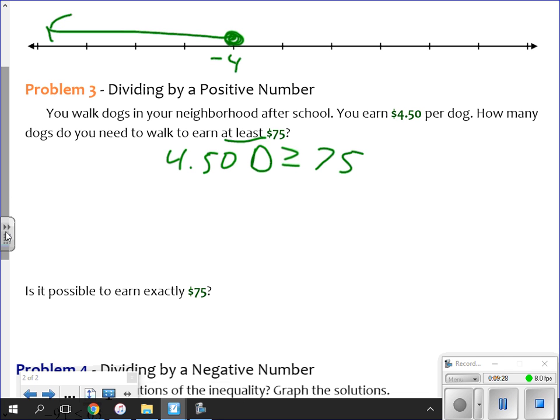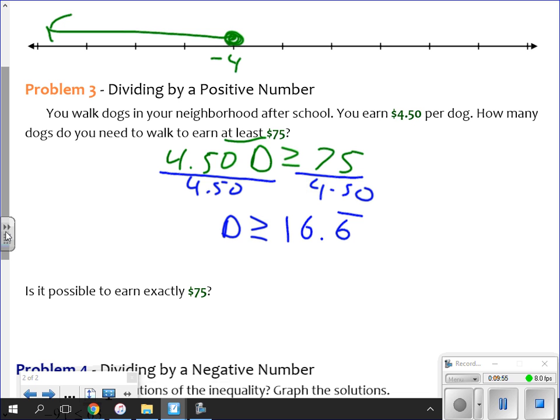How are you going to solve this? What do you do? Divide both sides by 4.50. And I get the number of dogs I need to be walking. It has to be greater than or equal to. And please, dear Lord, use a calculator to do this problem. Don't try to do it by hand. Now, I happen to remember the answer from earlier: 16.6 repeated.